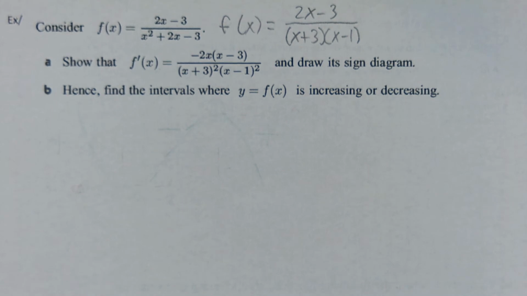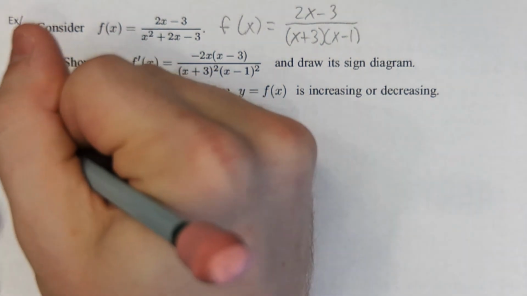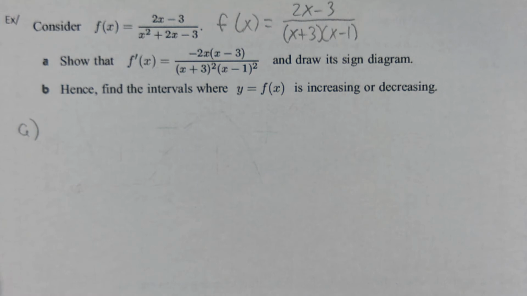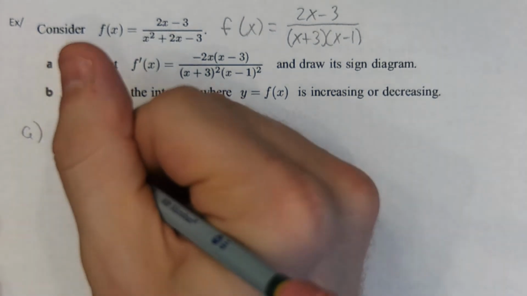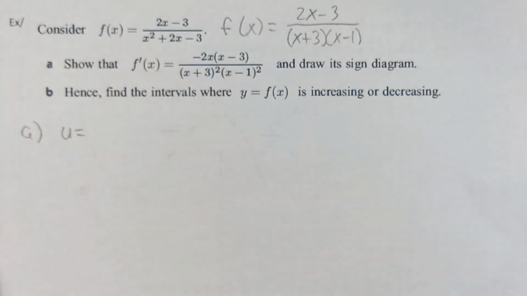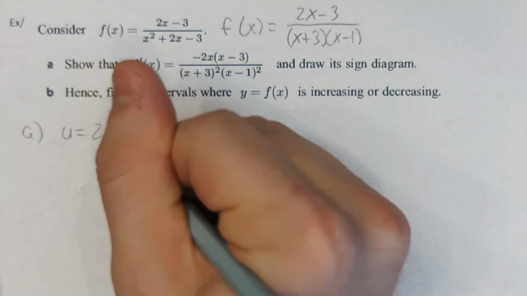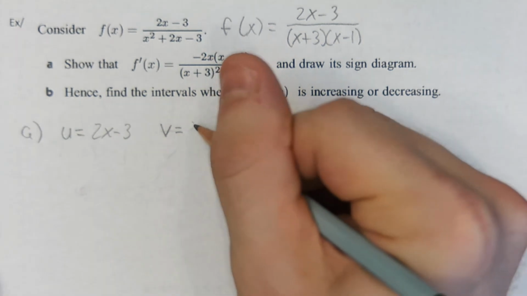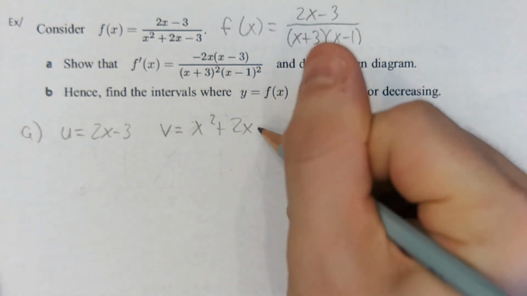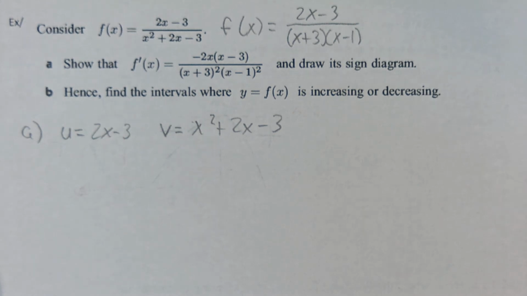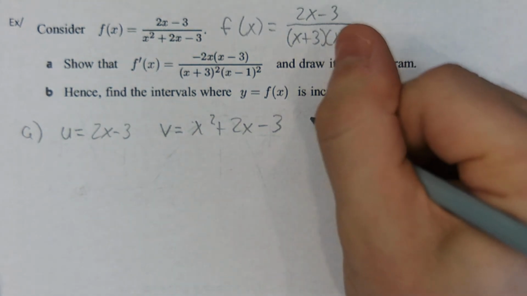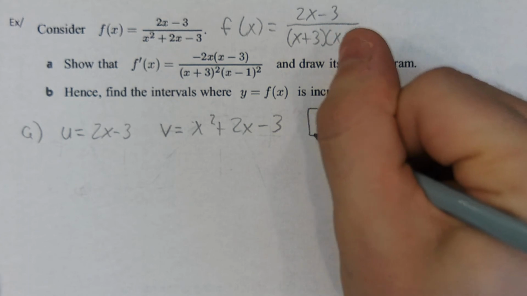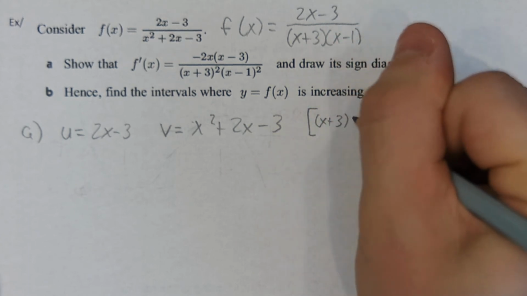There. So when we want to find our first derivative, unfortunately, I say unfortunately because it's never fun to do, we're going to have to use the quotient rule. So for part A, which happens to be most of this question, we're going to be using the quotient rule. So u would be 2x minus 3, and v would be x squared plus 2x minus 3, and I'm just going to remind you that it's the same thing as saying x plus 3 times x minus 1.